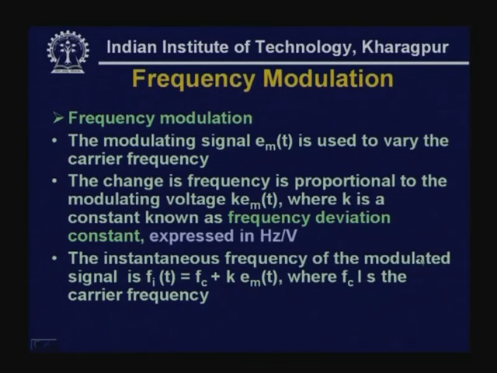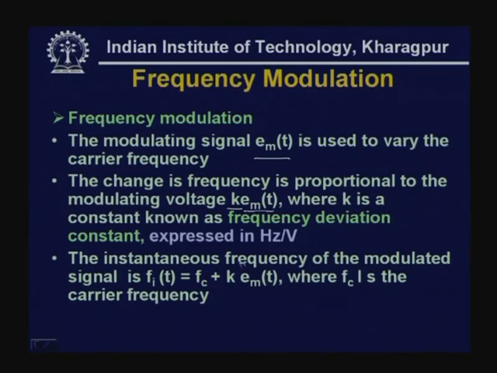In frequency modulation, the modulating signal e_m(t) is used to vary the carrier frequency, and as the name suggests, the change in frequency is proportional to the modulating voltage. Here k is a constant and e_m(t) is the modulating signal. This k is known as the frequency deviation constant and is expressed in hertz per volt, or kilohertz per volt, depending on the size of the frequency deviation.